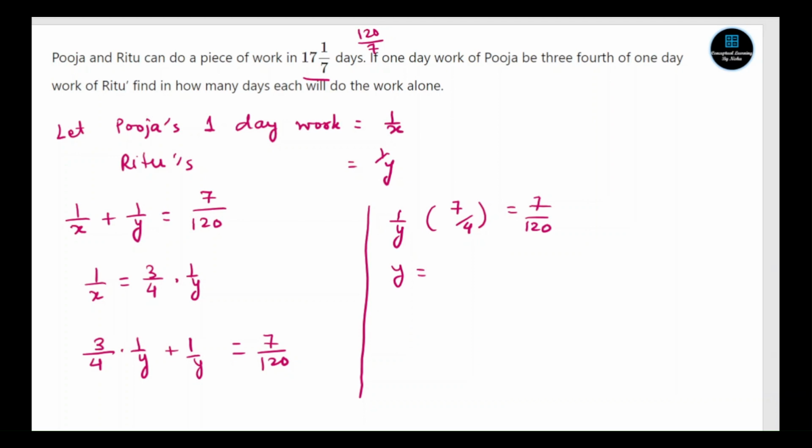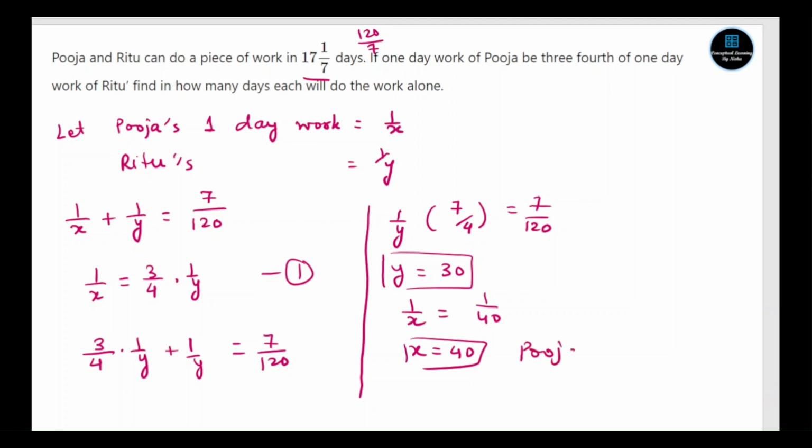Right? So on substituting the y value in this equation, we'll get 1 over x equals 1 over 40. So x equals 40. So that means Pooja will complete in 40 days. This is Pooja and this is Ritu. Ritu will complete the work in 30 days, right? Perfect. Great.